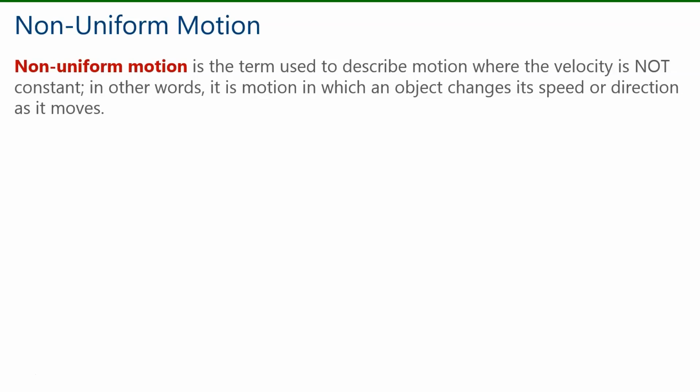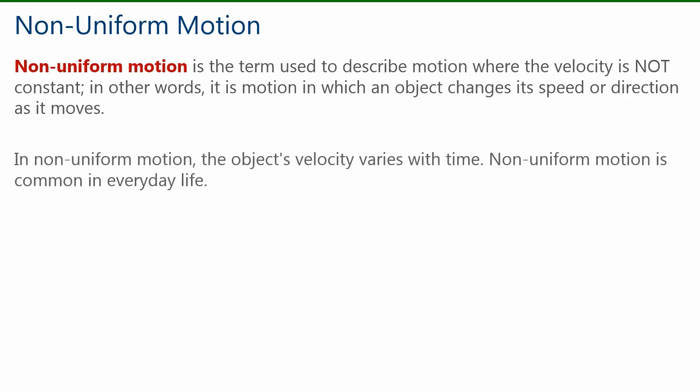Non-uniform motion is the term used to describe motion where the velocity is not constant. In other words, it is motion in which an object changes its speed or direction as it moves. In non-uniform motion, the object's velocity varies with time.